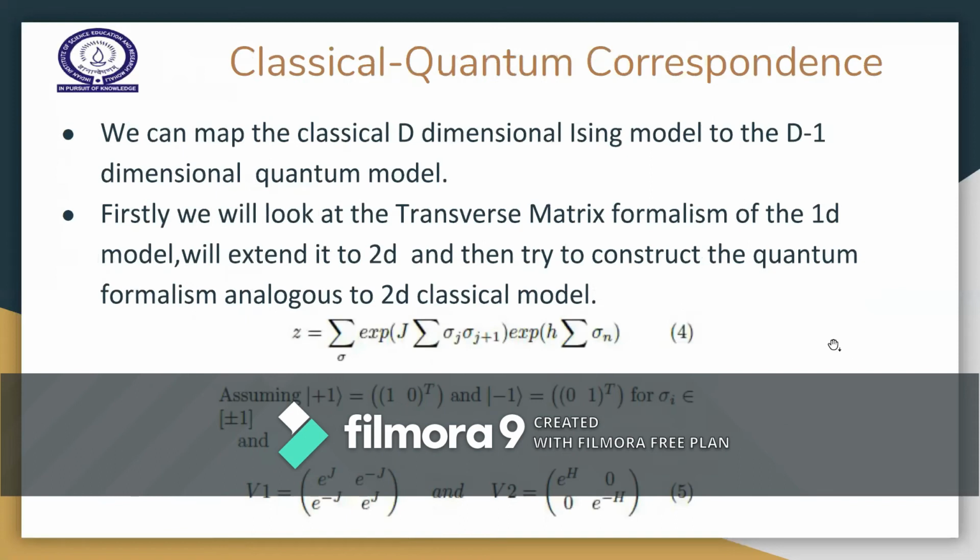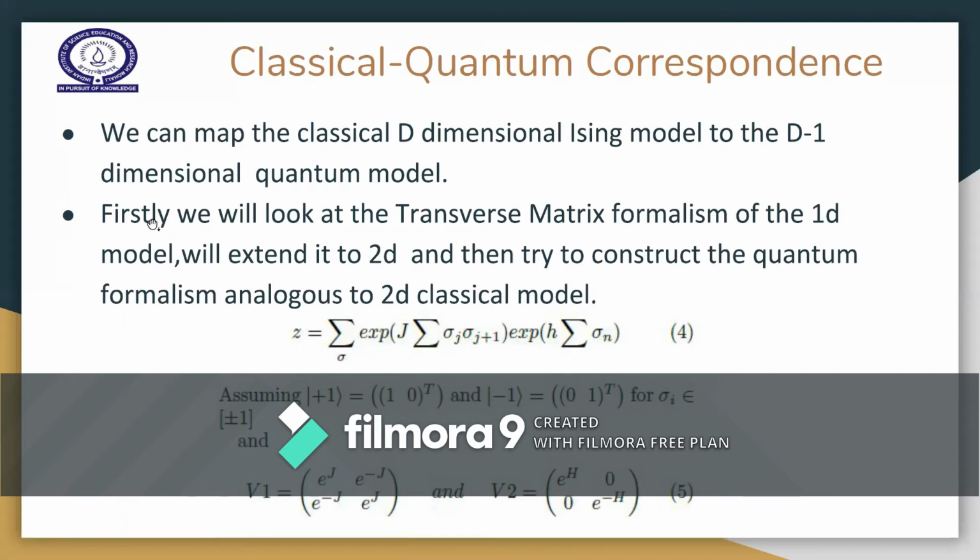Now, a very important concept is the classical-quantum correspondence. What is this? Let's discuss. We can map the classical d-dimensional Ising model to the (d-1)-dimensional quantum model. We don't have to do anything extra for writing the solutions of the quantum model. Every time, for writing the solutions of the quantum model, we can import the solutions of the d-dimensional classical model.